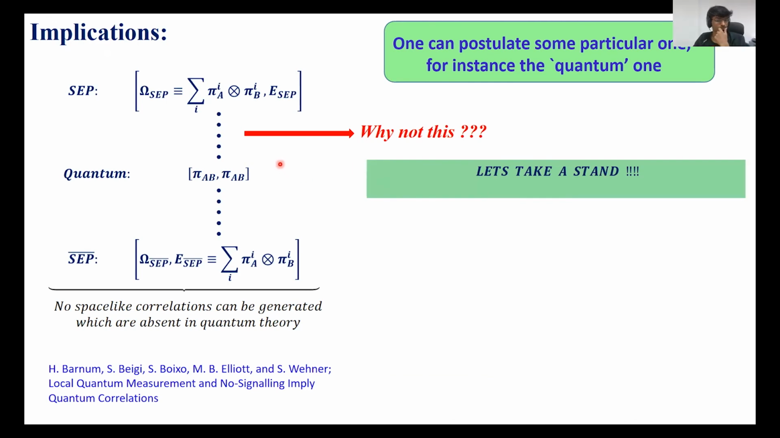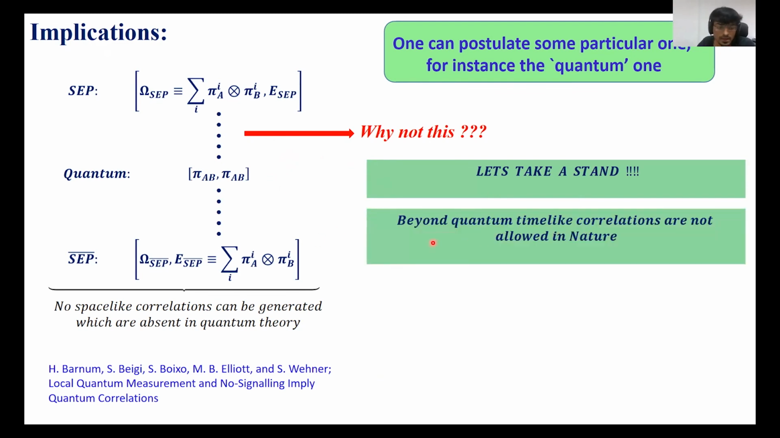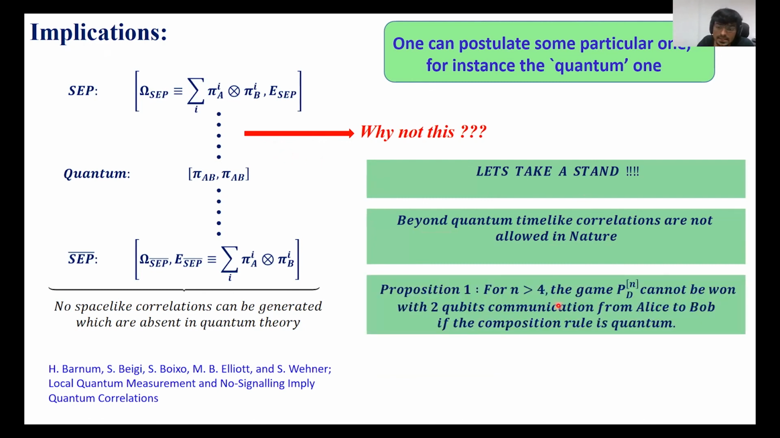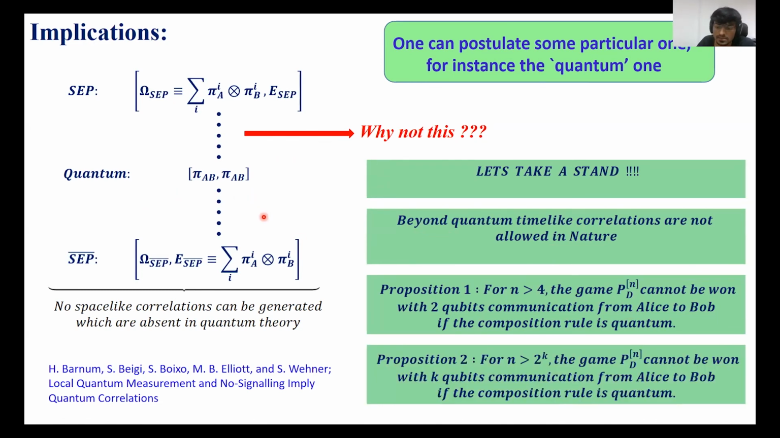As I was saying, we can immediately ask this question: why can't we take any possible theory in between as a valid theory? And this result helps us to answer this question, that such games will give us some experimental scenario where we can test what kinds of compositions are allowed. So we take a stand that such games cannot be won, this n greater than 4 games cannot be won just by 2 qubits. And this helps us define which kind of composition to select. And similarly, we can extend this argument for 2 power k, n greater than 2 power k.